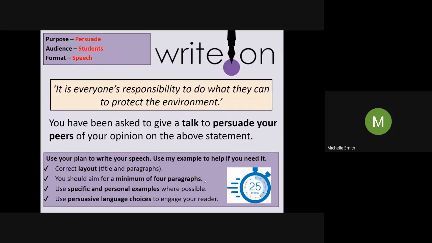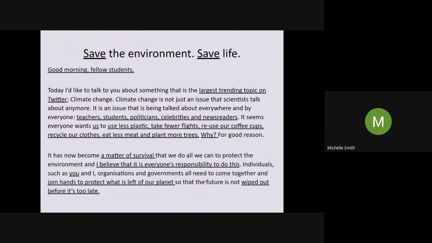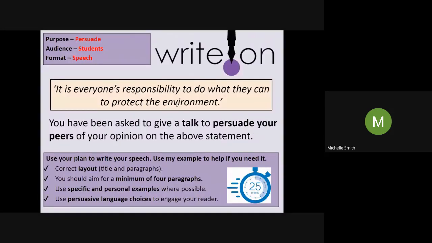Using specific and personal examples where possible. So we use lots of specific examples here. Using less plastic, taking fewer flights, planting more trees. This bit was a little bit more general because I was going for the emotive language. But this top paragraph here was very specific, largest trending topic on Twitter. So make sure you've got some really specific and personal examples in there. And remember, they don't have to be true.